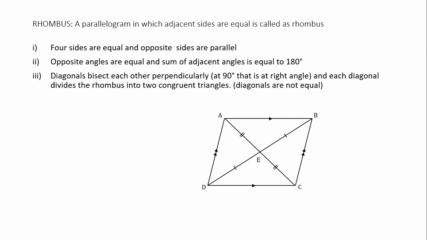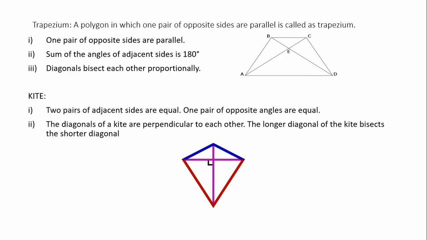Now coming to the next one, trapezium. A polygon with one pair of opposite sides parallel is called a trapezium. See children, BC is parallel to AD. Here AB is not parallel to CD. Only one pair is parallel. What is meant by parallel? Non-intersecting coplanar lines are called parallel lines. What is non-intersecting? Intersecting means having a common point. And coplanar means what? The two lines should be on the same plane. Then they are called parallel lines.